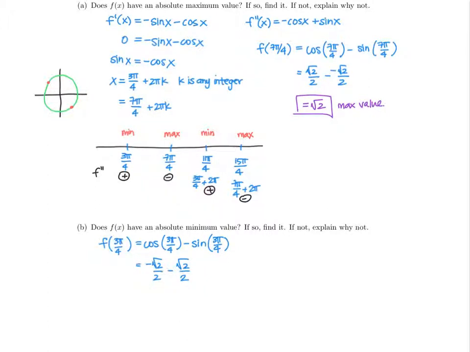And negative root 2 over 2 minus root 2 over 2 is negative 2 root 2 over 2. So those 2's are going to factor out there. And that is our minimum value, negative root 2. Most of the work was done up here when we were analyzing the first question. And then this just sort of fell right into place.